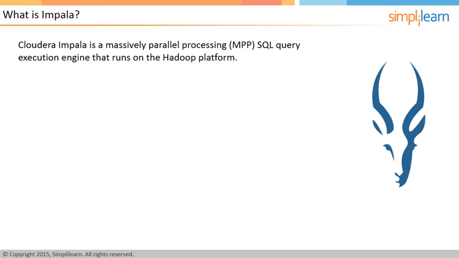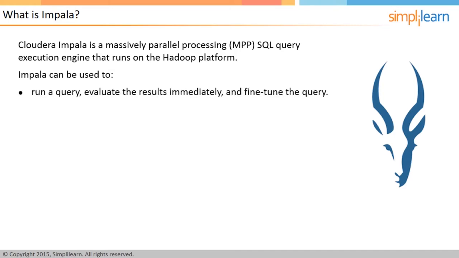Cloudera Impala is a massively parallel processing MPP SQL query execution engine that runs on the Hadoop platform. Using Impala, you can run a query, evaluate the results immediately, and fine-tune the query if necessary. This engine was introduced in October 2012 with a public beta test distribution, and the final version was made available in May 2013.